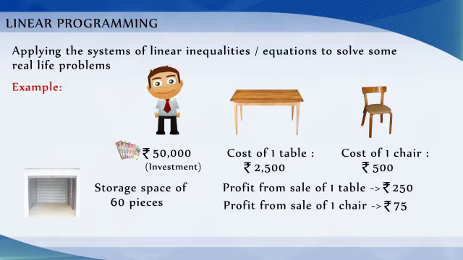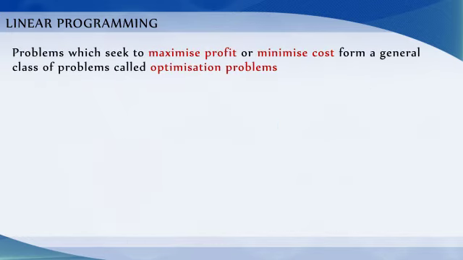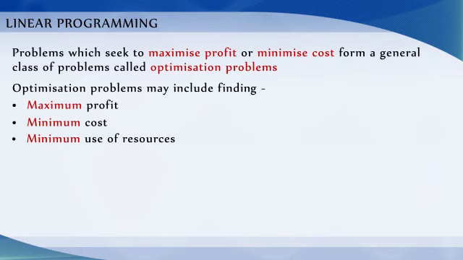He wants to know how many tables and chairs he should buy from the available money so as to maximize his total profit, assuming that he can sell all the items which he buys. Such types of problems which seek to maximize profit or minimize cost form a general class of problems called optimization problems. Thus, an optimization problem may involve finding maximum profit, minimum cost, or minimum use of resources, etc.